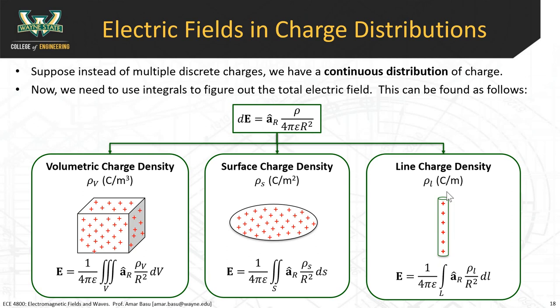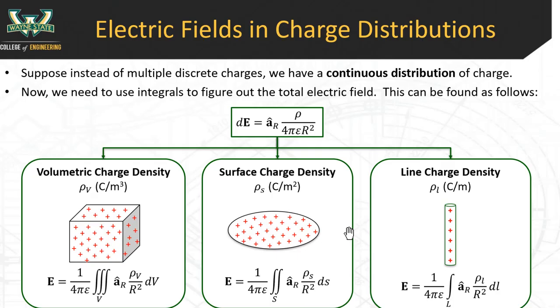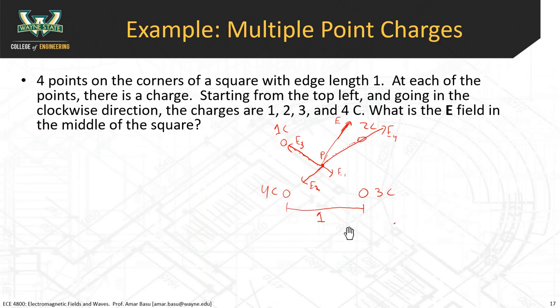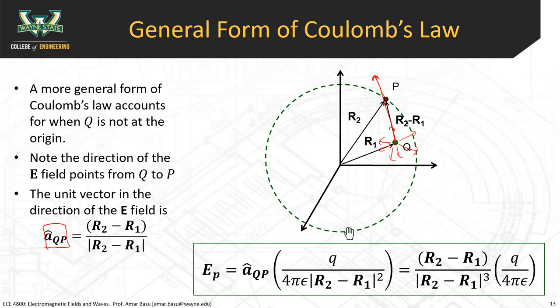All right. So what you're seeing on this slide is a form of Coulomb's law. dE is equal to a sub R rho over 4 pi epsilon R squared. Okay. Now, let's just back up for a second and look at the discrete form of Coulomb's law. You notice that you have this Q over 4 pi epsilon, and if we look at this other form here, this looks even more similar to the formula that we just saw.